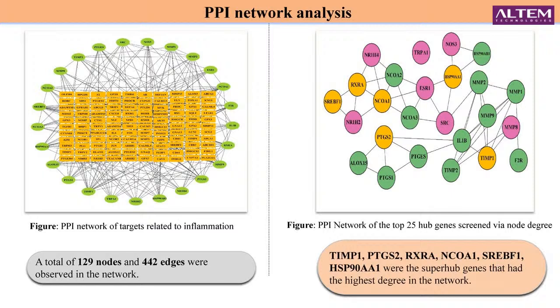And when the further enrichment analysis was performed, we found that it showed 25 key nodes which were identified based on the node degree. And from this 25, you can see the yellow colored nodes. These were identified as the super hub genes, and they have the highest degree in the network.